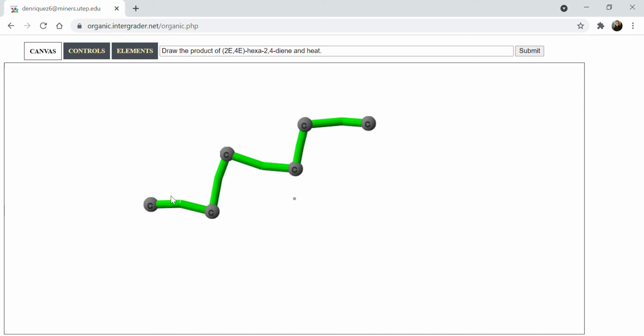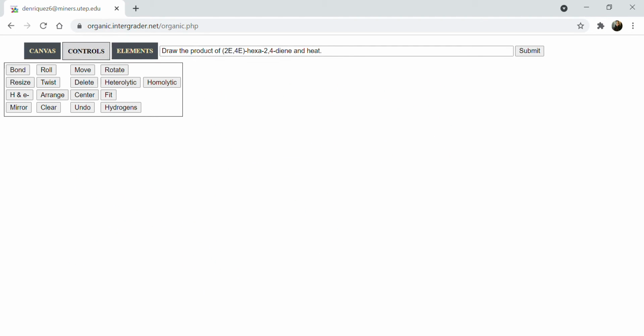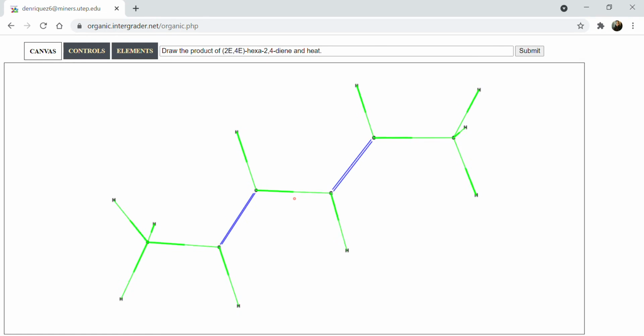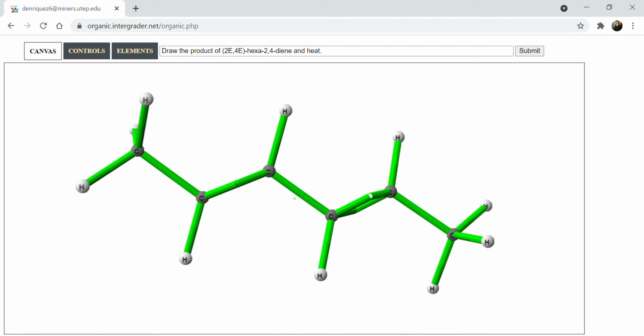So I have 1, 2, 3, 4, 5, 6. I have a double bond, 2 going to 3, and then 4 going to 5. I'm gonna add my hydrogens, hit arrange and fit, and then lastly, I'm gonna make sure that they are E. So it looks right, because I got my highest conformation here, my lowest here, highest, so it's opposite, so it's good.